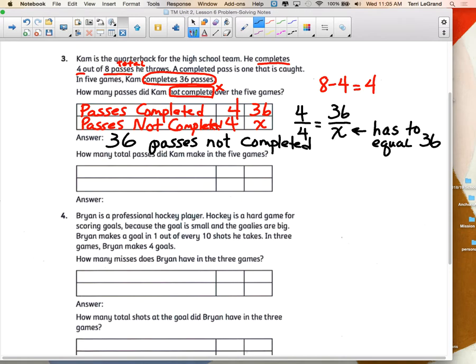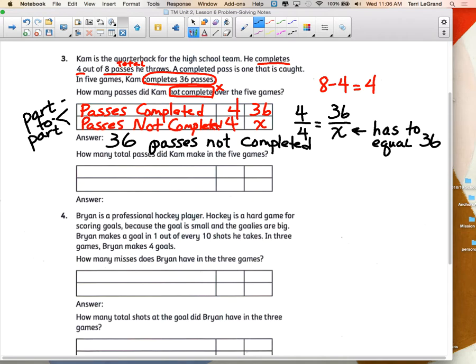Okay, now we're going to talk about one more thing with this one before we move on, because you're going to have to do this in your homework. We're going to go back to the part-to-part and part-to-whole relationship thing. So what kind of a relationship is this comparison that we're making? Passes completed to passes not completed. Part-to-part or part-to-whole? Part-to-part. Yeah, this is a part-to-part. Let's put that over here. This is a part-to-part relationship. The part of passes that were made, the part of passes that were not made. We're comparing parts to parts.